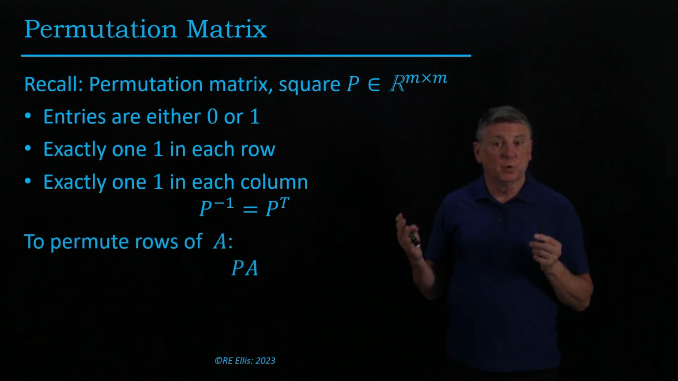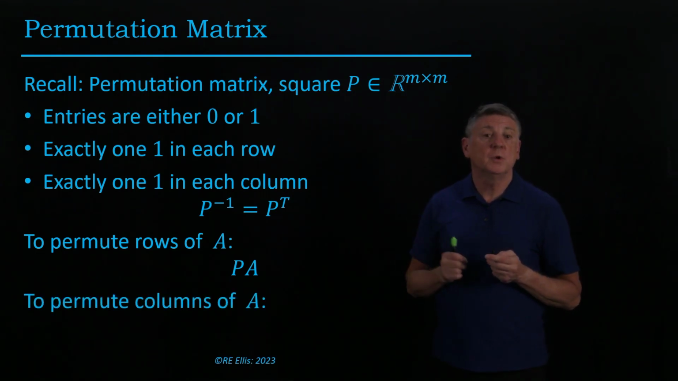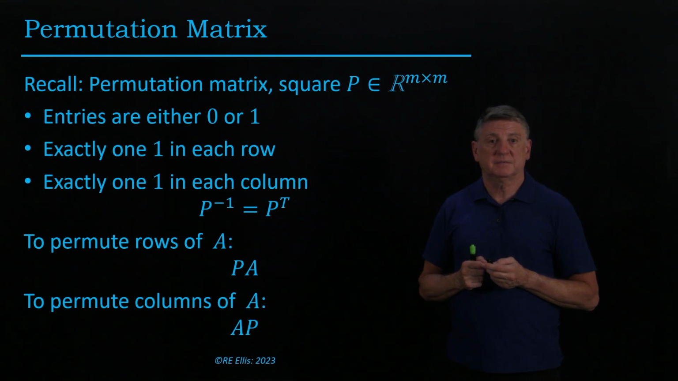To permute the rows of a matrix, we pre-multiply by a permutation matrix. To permute the columns, we post-multiply by the permutation matrix.